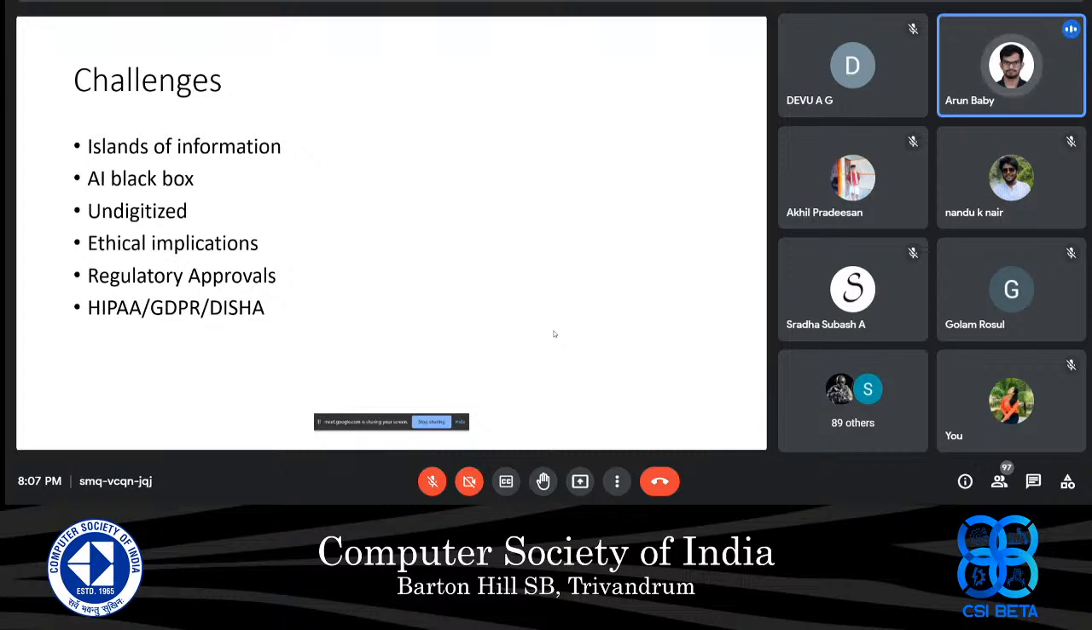Another ethical implication is responsibility. So suppose an algorithm misdiagnoses. Who will bear responsibility for that? Is it the clinicians that use the system, or the developers that developed it?